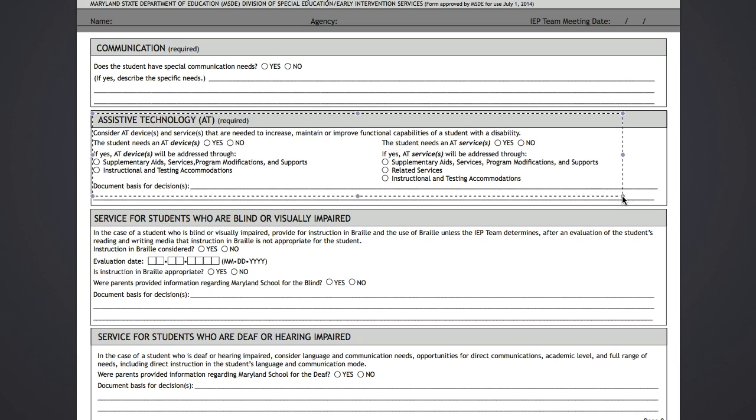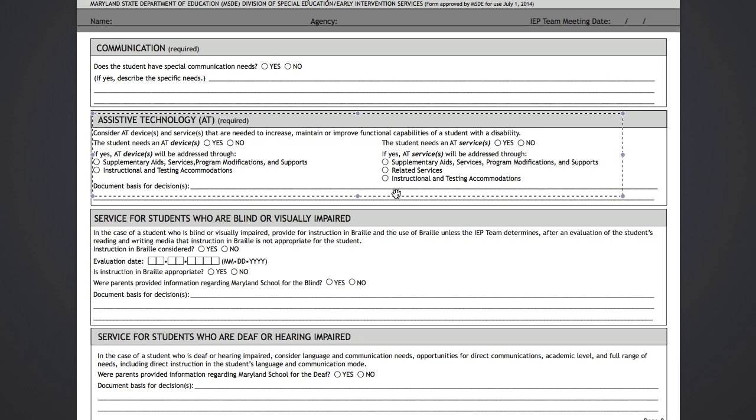And if the IEP team answers yes, then the next step is to identify how the use of the assistive tech device will be addressed. So will it be addressed through supplementary aids and services, related services, or accommodations? And there's also an area here to document the basis for decision, which in this case is required. Documenting the basis for decision really is just that. It's to discuss why and how the IEP team came upon the decision that they did in completing some of this information just above.